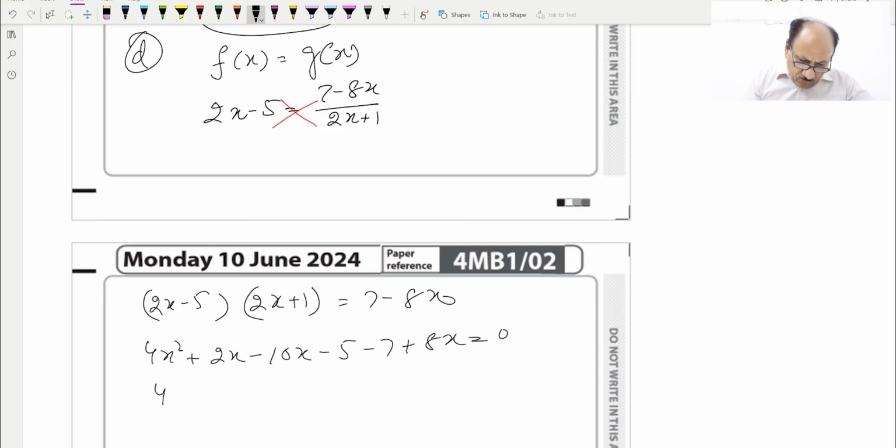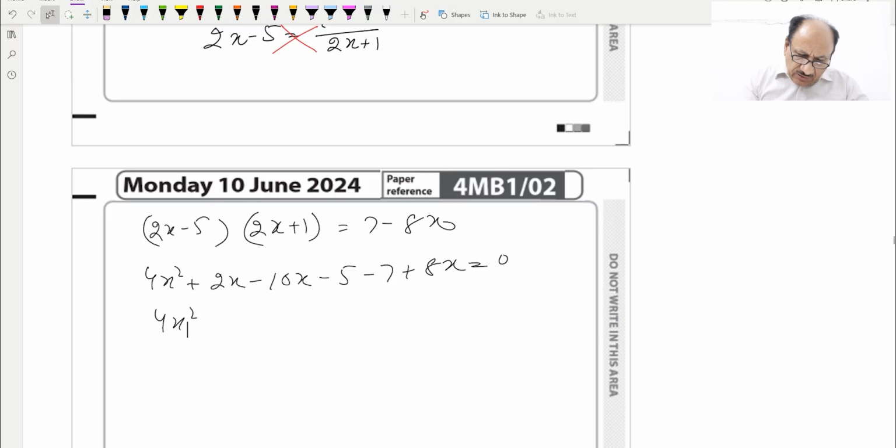simplify, so 4x square plus 2x and 8x will be, this will be what, minus 8x. Minus 8x will be going to the other side as plus 8x, yes, and 2x and 8x will be 10x, so 10x minus 10x, so these will be cancelled, and it will be minus 12 is equal to 0.